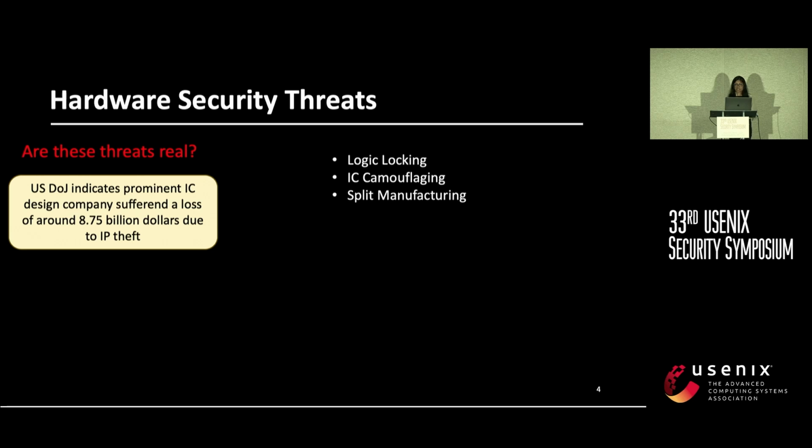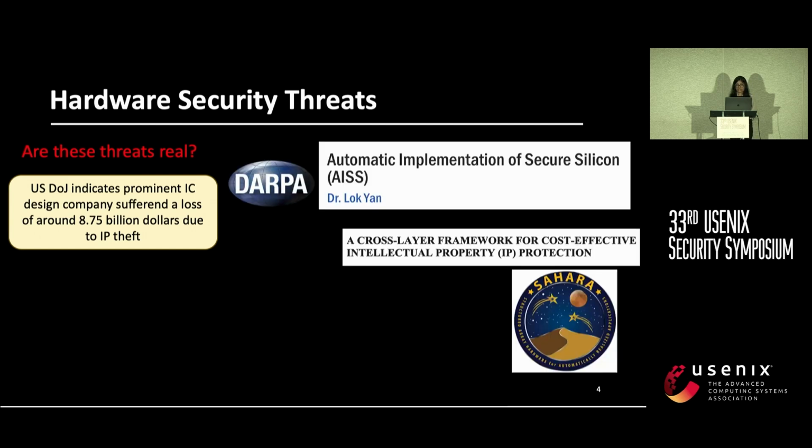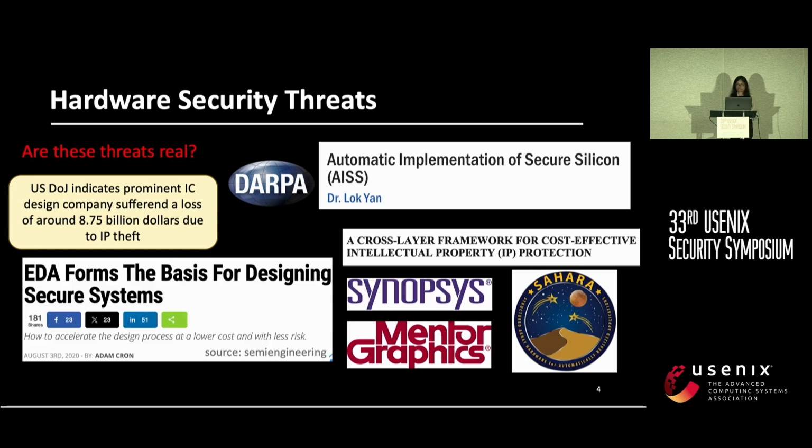There are different IP protection techniques proposed in the literature such as logic locking, IC camouflaging, and split manufacturing. In this work, we focus on logic locking, which has gained traction from both government and commercial entities. For instance, DARPA has invested in the development of logic locking techniques through programs such as ACE, Eclipse, and Sahara. Similarly, commercial companies such as Synopsys and Mentor Graphics have integrated logic locking into their EDA tools.